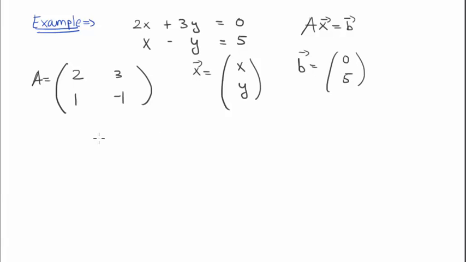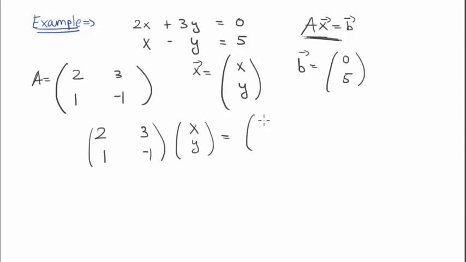Okay. So how do we solve this? We can set this up in this form over here, and we'll get 2, 3, 1, negative 1 times xy is equal to 0, 5. Remember, back in the inverse video, we said that if we figure out the inverse of a matrix and we multiply that matrix by its inverse, okay, we will get the identity matrix. And this is where the power of the identity matrix comes in. Okay, so the identity matrix acts as a 1.